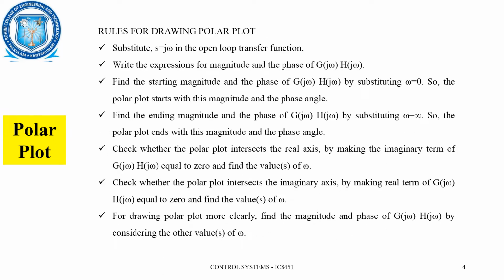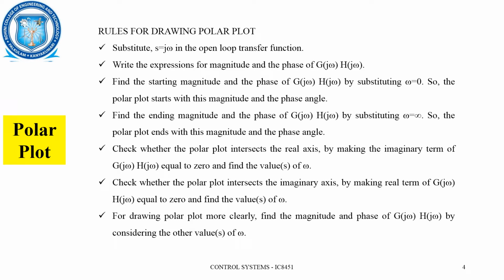Regarding the rules used for drawing the polar plot, the first step is that the s value has to be replaced by j omega. We have to calculate the magnitude and the phase of G(j omega) H(j omega), that is the loop transfer function. Then we have to substitute omega equal to 0. For omega equal to 0, what is the magnitude and the phase value of the loop transfer function? Then we proceed through the omega values that we need.